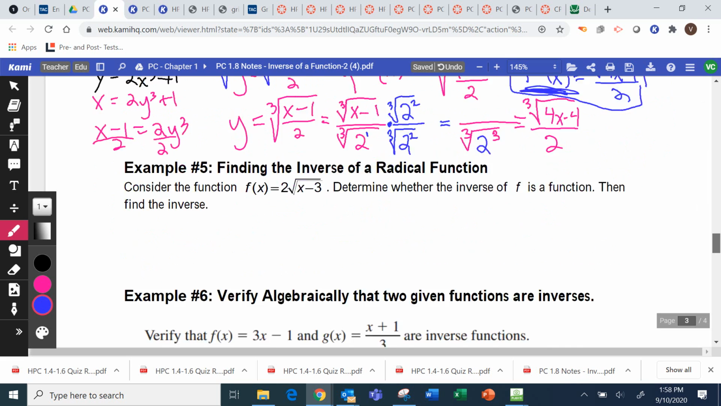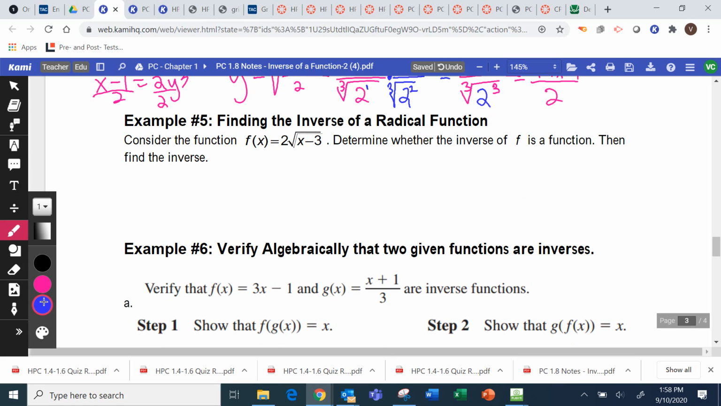So the next one, consider the function f of x equals 2 square root x minus 3. Determine whether the inverse is a function, then write the inverse. Okay, so we've got a square root. Put it over here. I'm just sketching it, talking through it. Normally it starts at 0, 0, but this has a minus 3. Where does that take it? To the right 3. 1, 2, 3. And then it's got a vertical stretch, so maybe it's a little bit taller than normal.